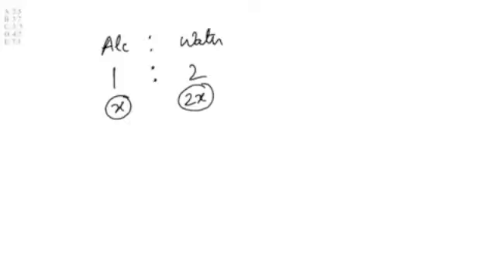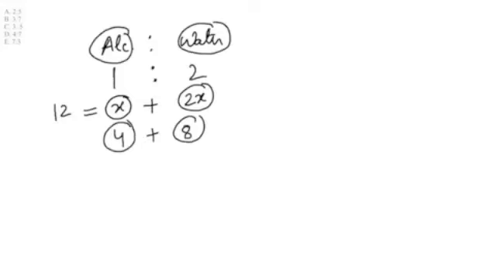Let's see another question. A container holding 12 ounces of a solution that is 1 part alcohol and 2 parts water. So alcohol to water is 1:2, and the total volume is 12 ounces. Let's say this is x and this is 2x; the ratio is 1:2 and their sum is equal to 12. So it has to be 4 plus 8. 4 is alcohol and 8 is water.